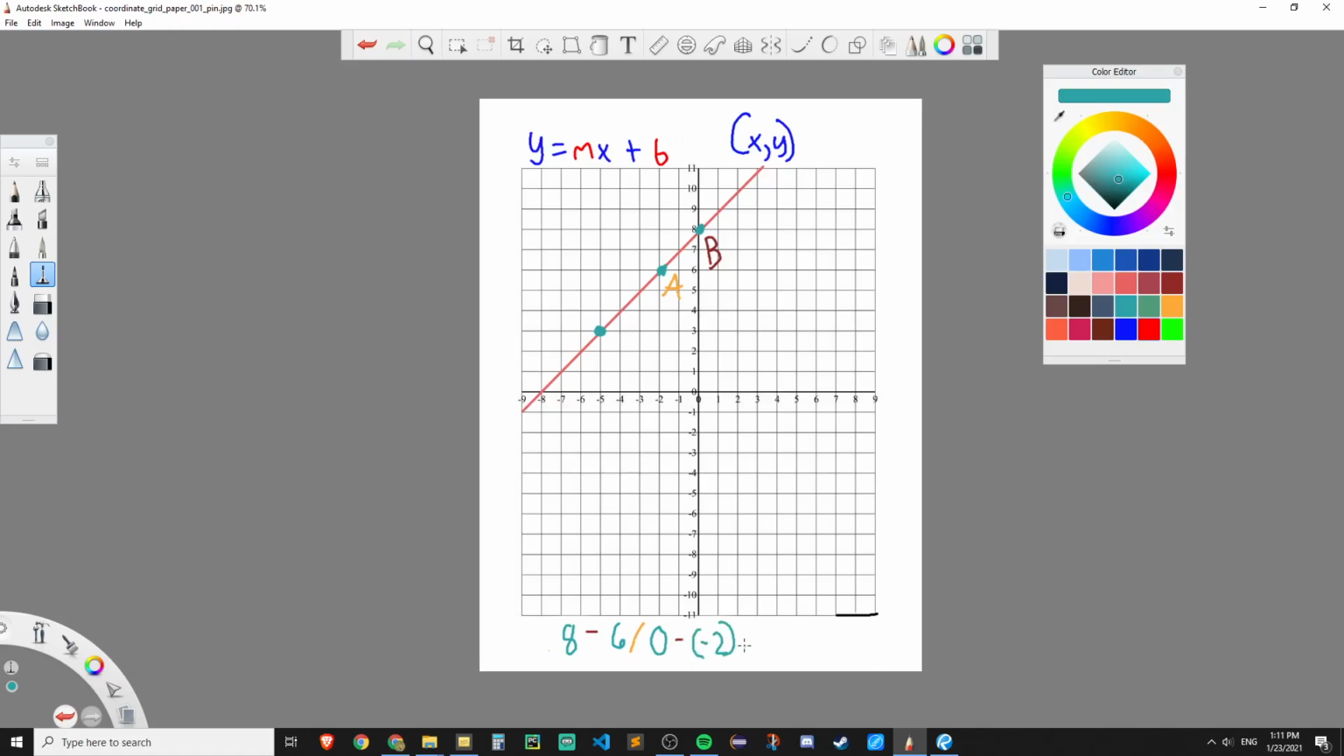-2. Now just talk this through. So that equals 2 over, and obviously this makes plus 2. So the slope is 1, and let me just write that in red here. So the slope is 1 for our line. Let me just write M is equal to 1. Okay, great.